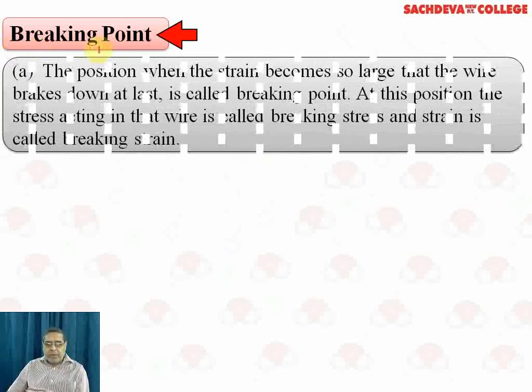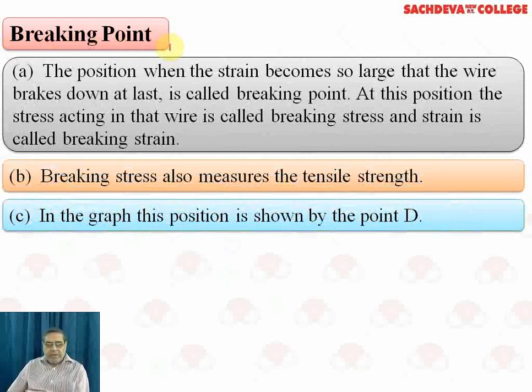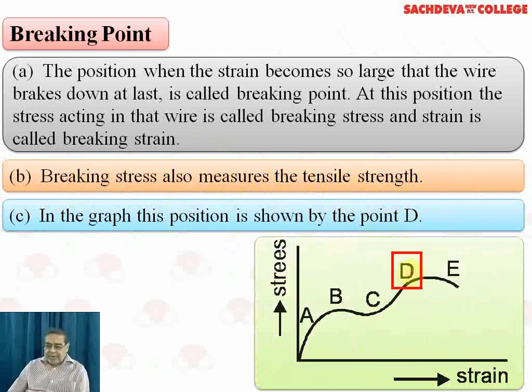Now, breaking point. This is the position when the strain becomes so large that the wire breaks down at last. At this position, the stress acting in the wire is called breaking stress, and the strain is called the breaking strain. This situation comes after the yield point. The breaking stress also measures the tensile strength. In the graph, this position is indicated by point D, and that is called the break point.